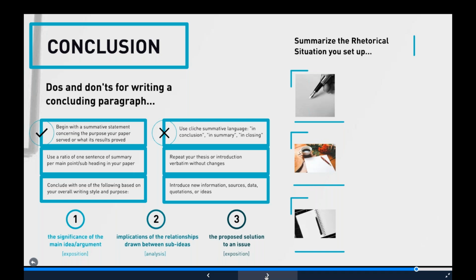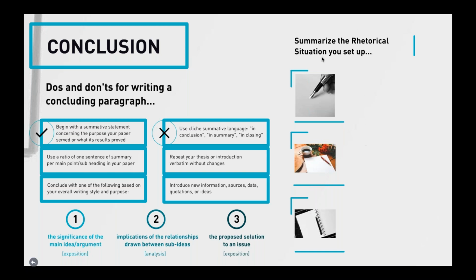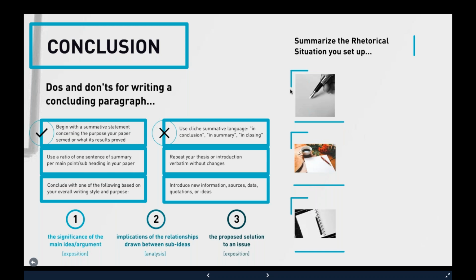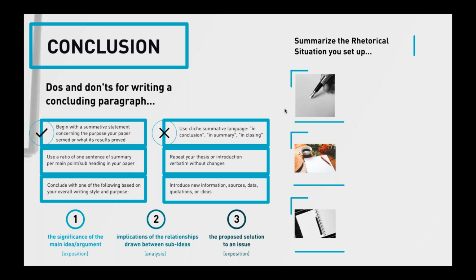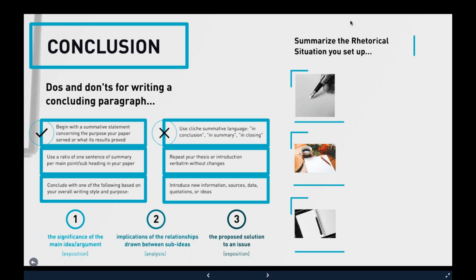This is really important as well: you don't introduce new information. If it's a conclusion, it needs to conclude. That means it can't add new information. This is very important in order to be sure that your reader feels like you're finished. If you don't avoid adding new information, then your reader is going to be left with questions. And questions usually indicate poor feedback from our instructor.